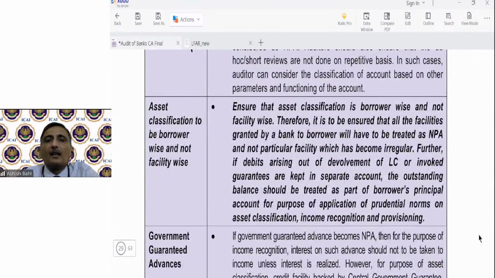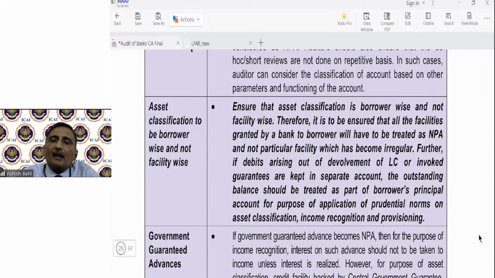And another point: asset classification is to be borrower wise and not facility wise. This is very important, students. You have to remember that NPA norms are applicable to the borrower as a whole, not to a facility. Say a company is availing a cash credit facility and it is also availing a term loan for purchase of machinery. So the cash credit facility is say 1 crore and the term loan is say 50 lakhs.